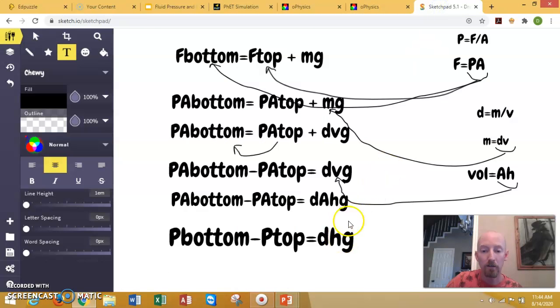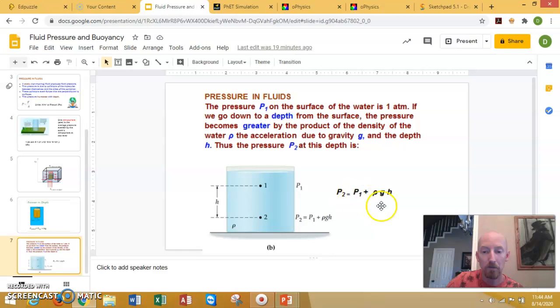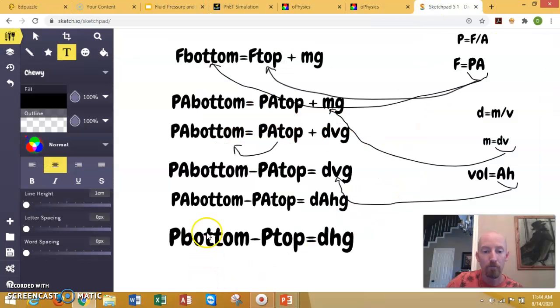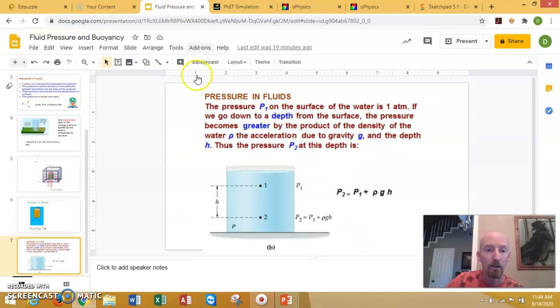Let me go back to the sketch pad, right? So if I subtract P2 and P1, I get rho gh. P2 minus P1 is rho gh. Okay, this is called pressure at a depth. P2 is down here. P1, a lot of times, is atmospheric pressure because that'll be at the very top. It depends on the problem. Rho gh, we call that gauge pressure. H, I hate this. H is height, but it's really a depth. Okay? So, this is what's going on.